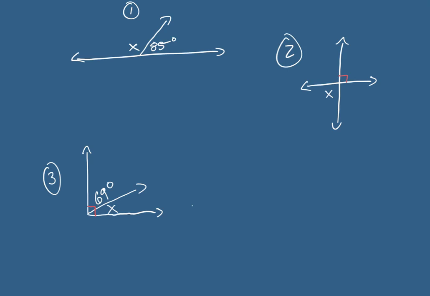Okay, let's tackle number one. To solve this, you would have had to know that a straight line is equal to 180 degrees. And so you would take 180, and then you would subtract 85 from that. When you do 180 minus 85, you would get 95 degrees. And so x has to equal 95 degrees.